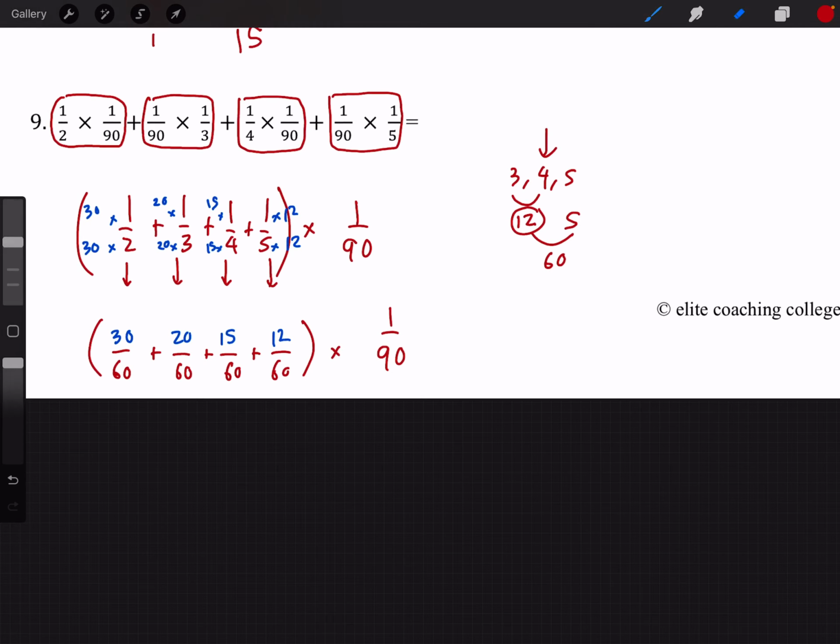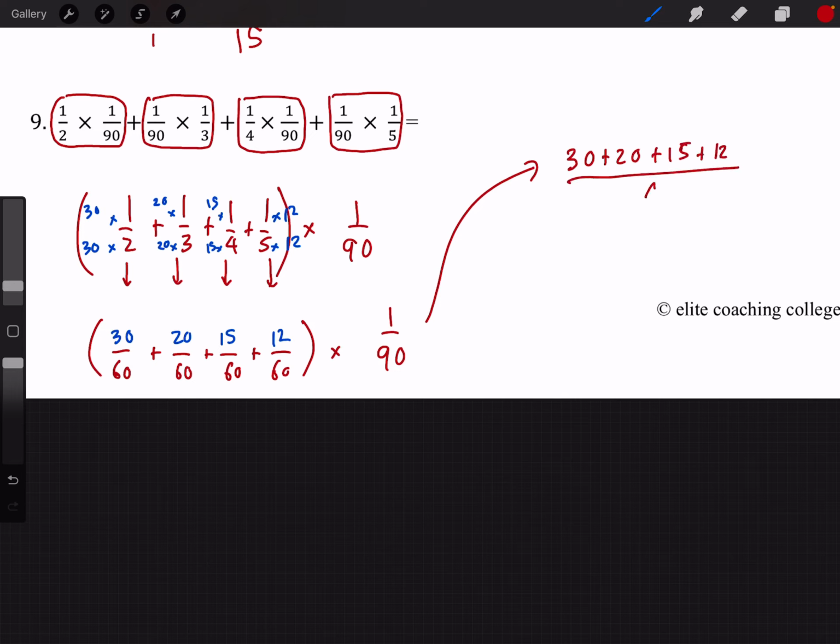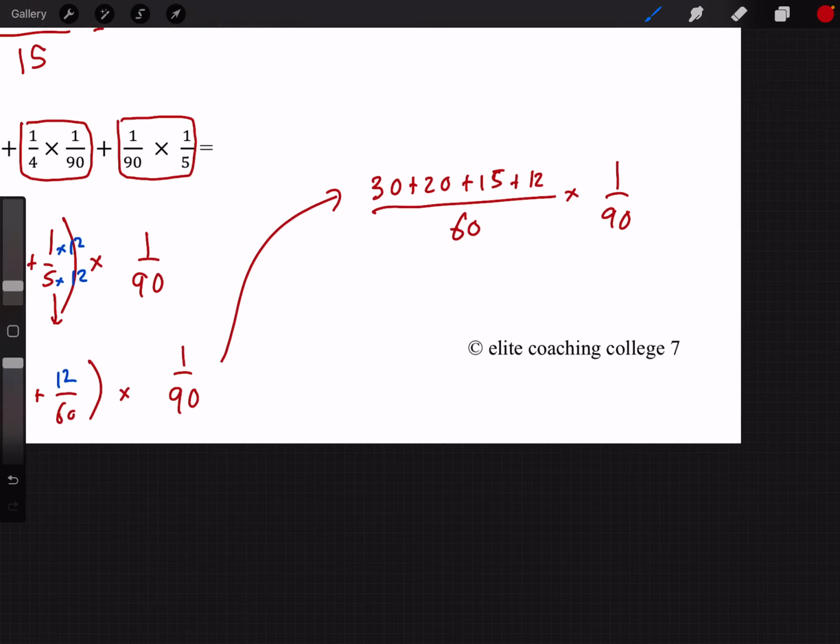Now let me get rid of this. All right, so what we have here, let's have a look. If we add all the top numbers together, you get 30 plus 20 plus 15 plus 12, and all over 60 times it by 1 over 90. All right. So if you add them all together, you will get 77 over 60 times it by 1 over 90.